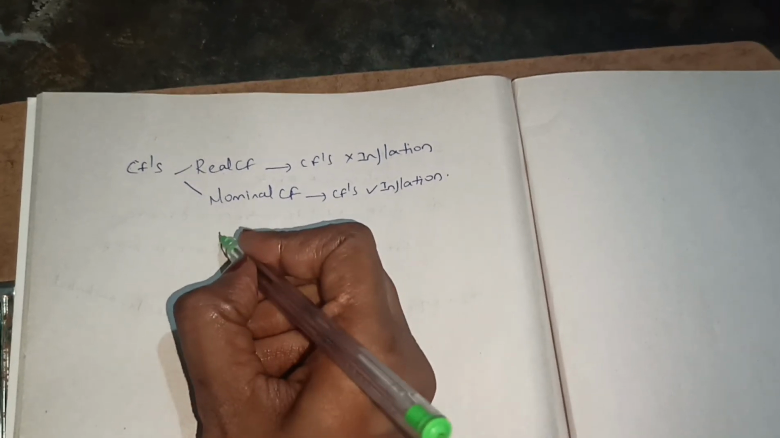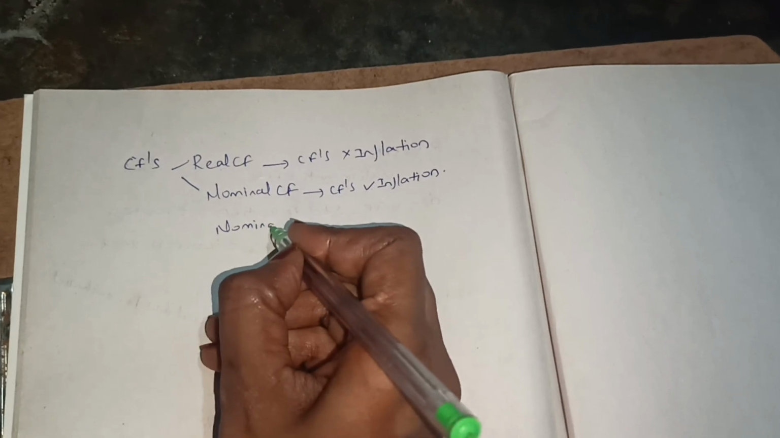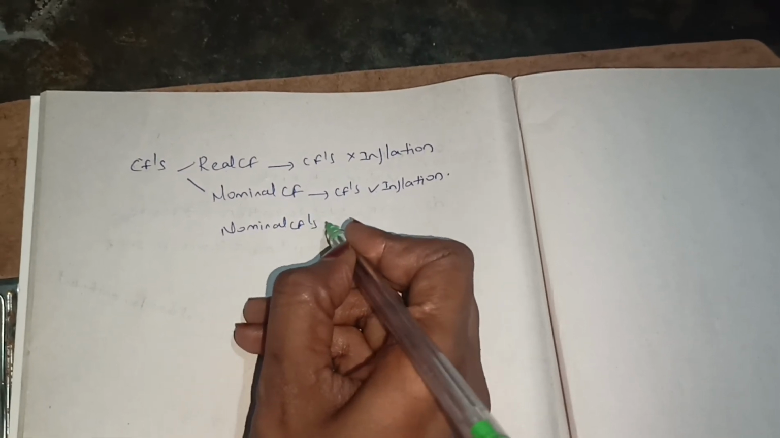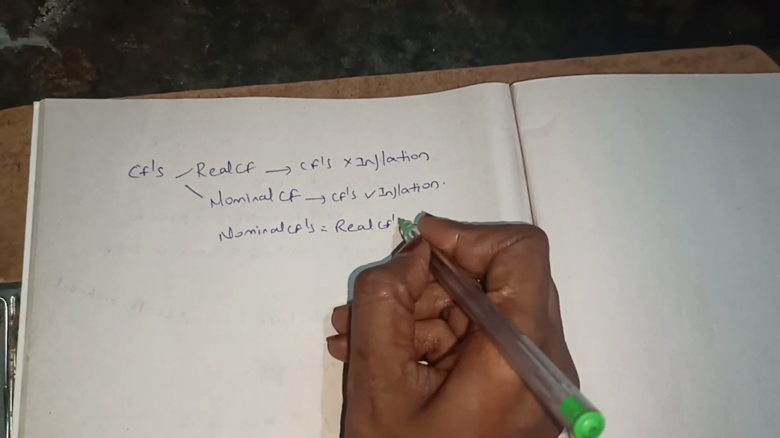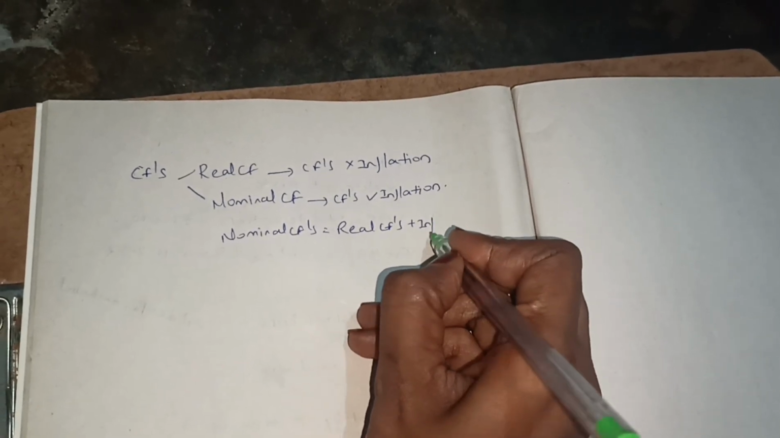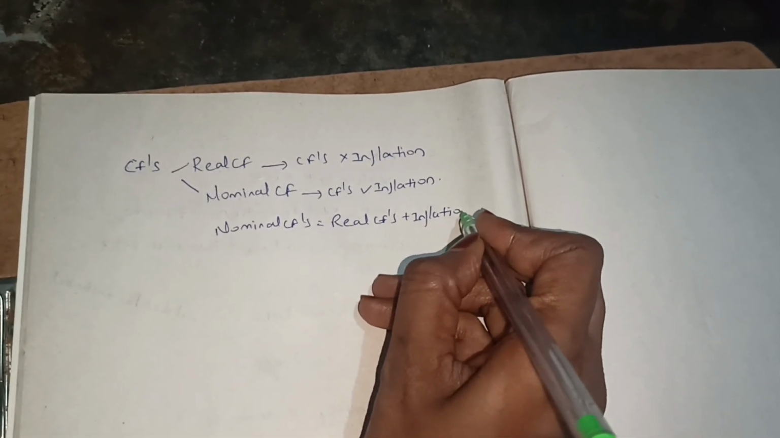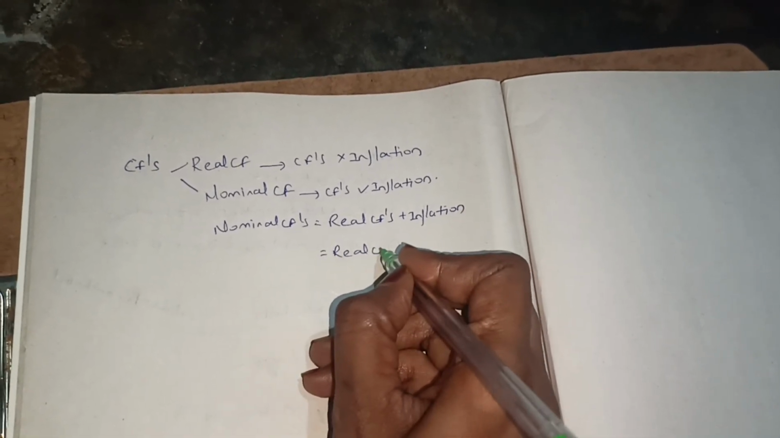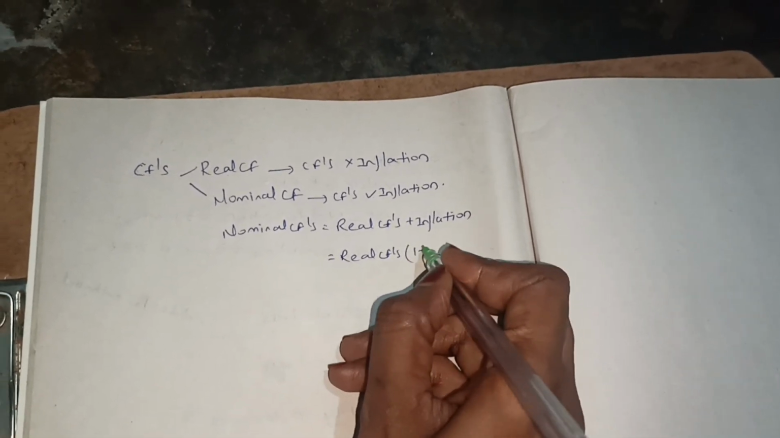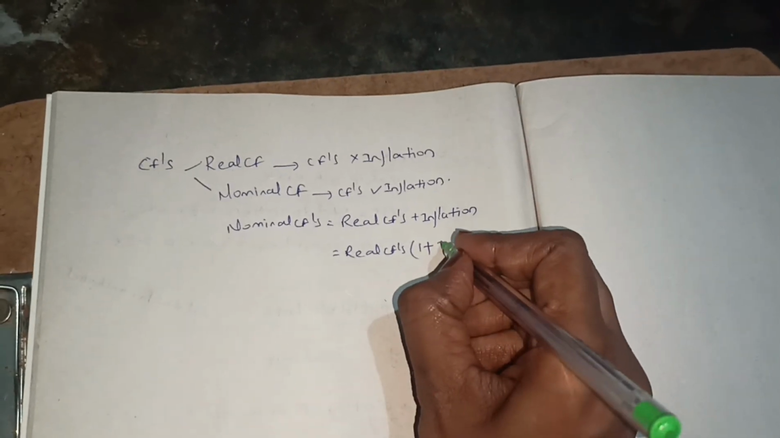So how to derive nominal cash flows? Nominal cash flows is equal to real cash flows plus inflation. Or else you can write like this: real cash flows into 1 plus inflation.